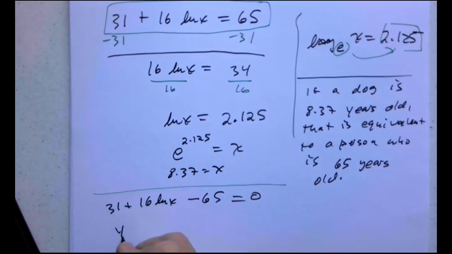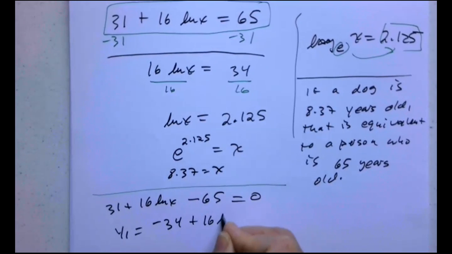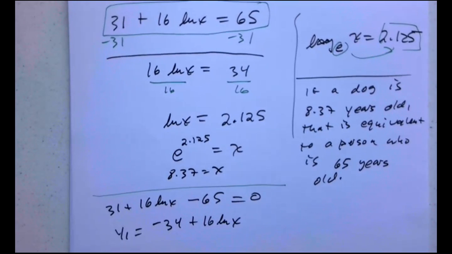I'm going to let y1 equal that. Make it a little simpler. What is 31 minus 65? I guess that's negative 34. So that'll be negative 34 plus 16 log x equals 0. I want to find out when that equals 0. So I will do it on the graphing calculator, and hopefully I'll get 8.37.